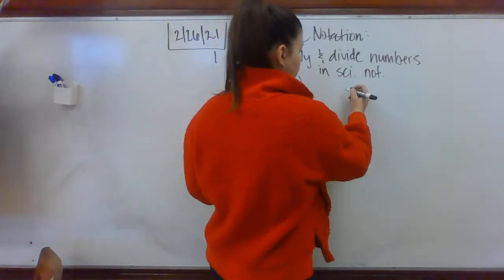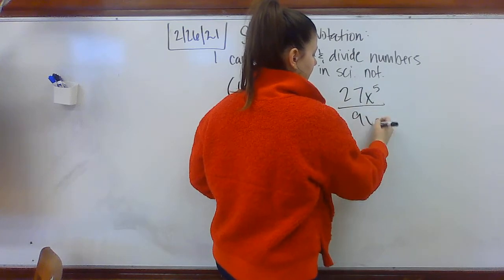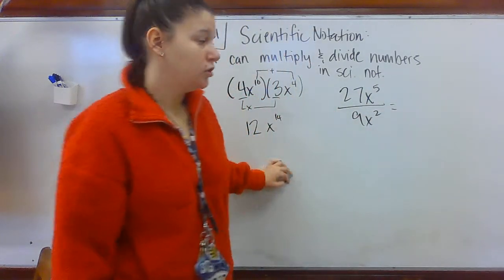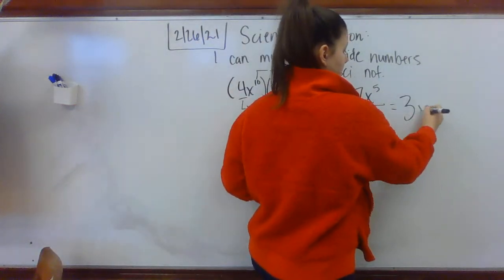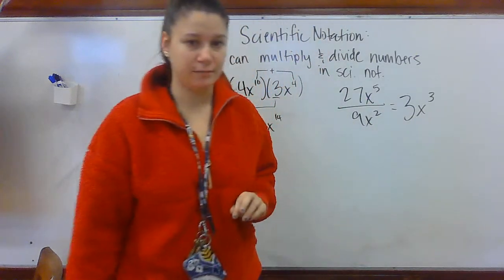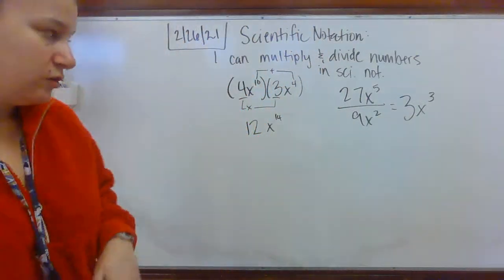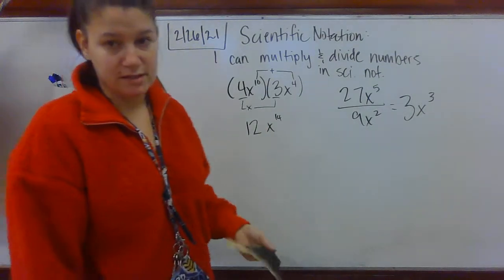Same thing with division. You already know that 27x to the 5th divided by 9x to the 2nd, you would divide the coefficients, which is 27 divided by 9, and get 3. Keep my base, subtract my exponents. 5 minus 2 is 3, okay? This is review. You already know how to do this. This is the same concept when you're using scientific notation.